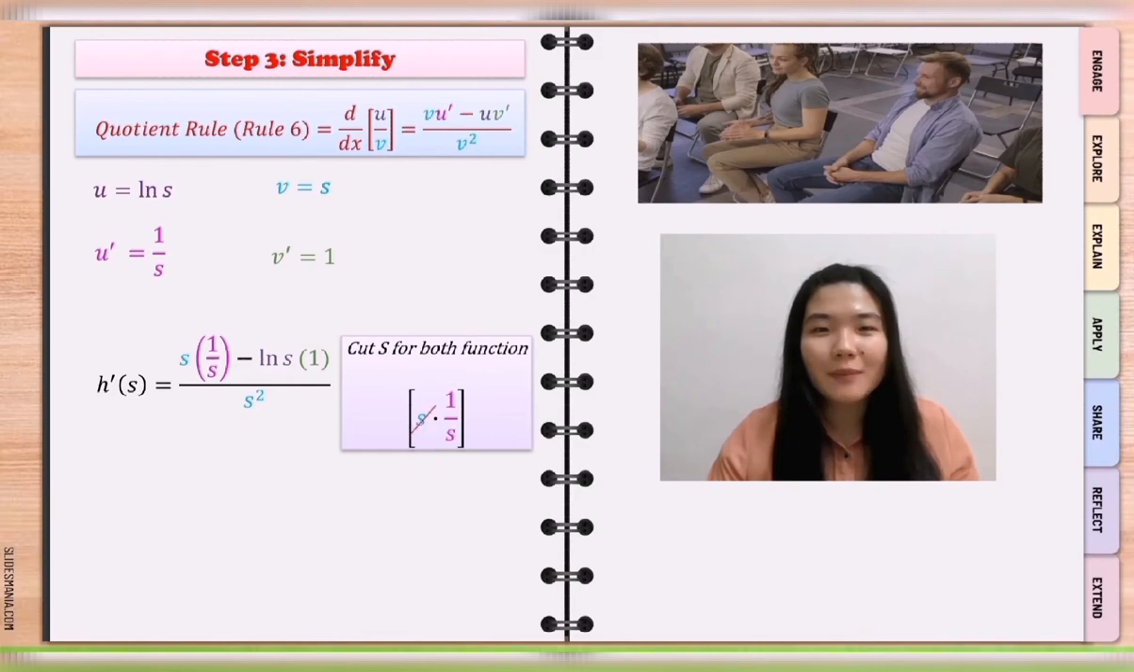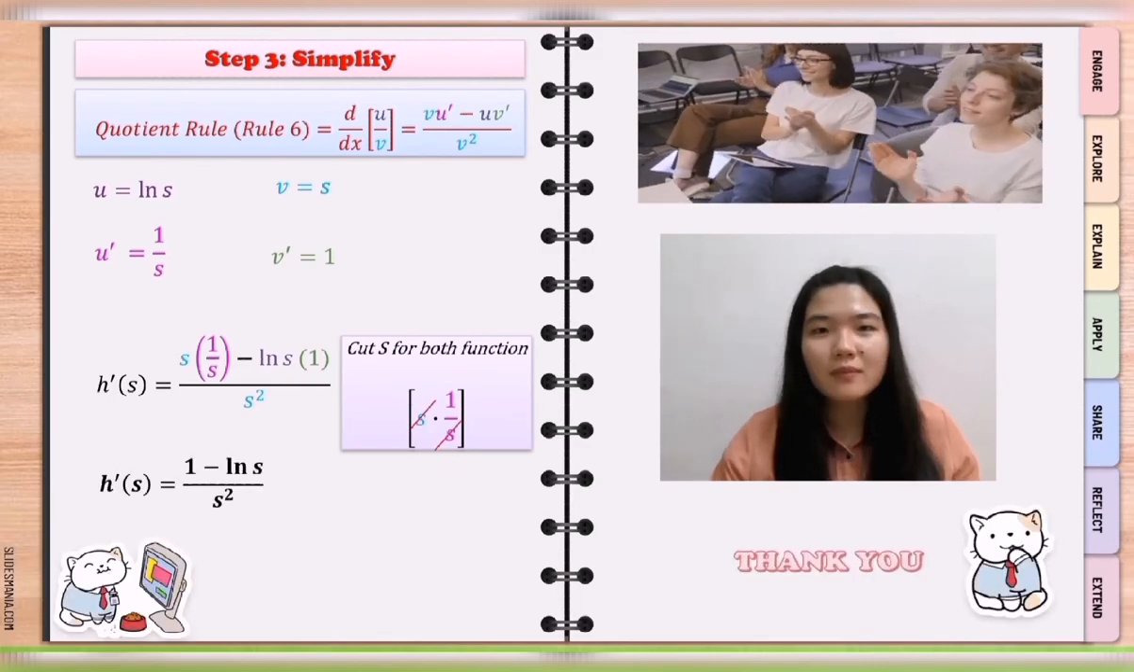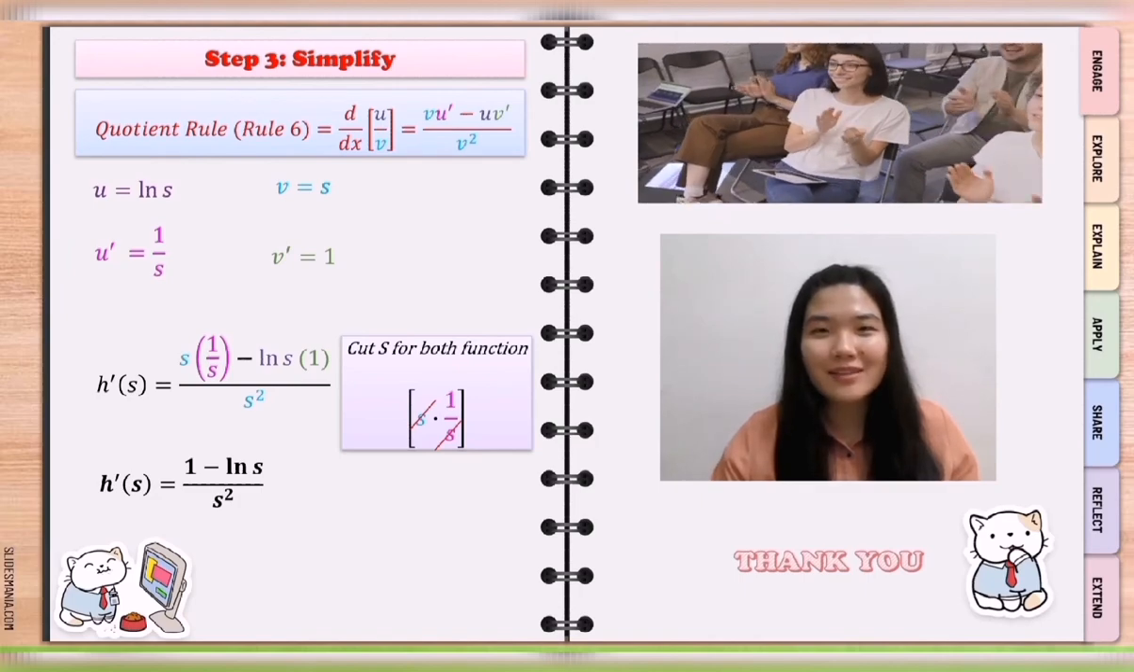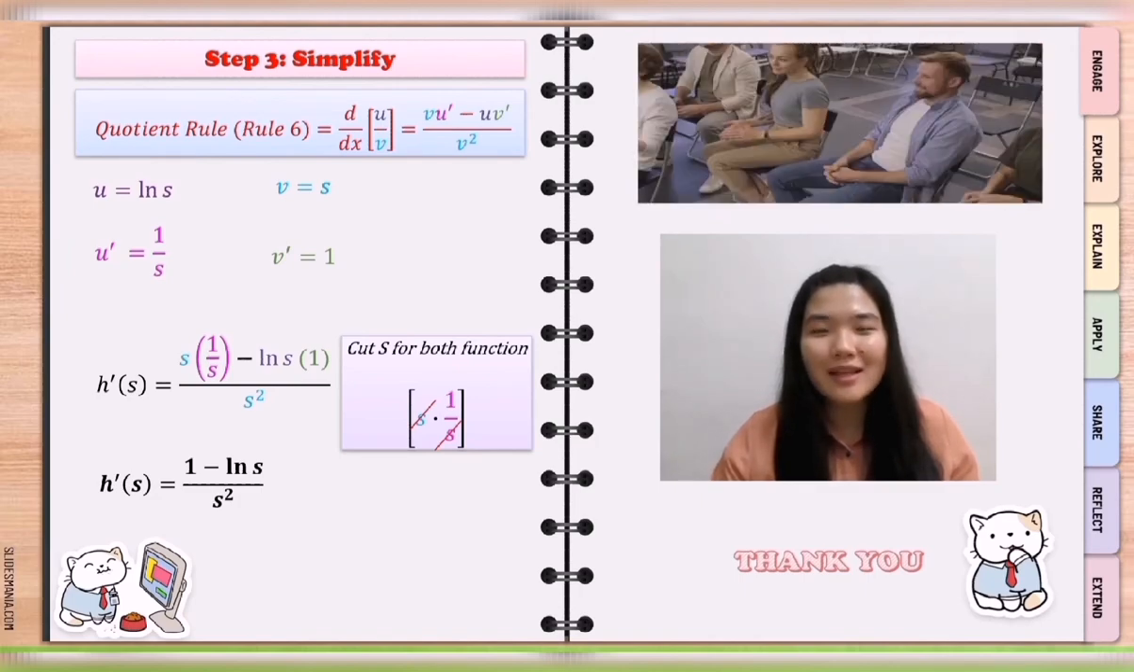So, cancel s from both terms. After that, we will get the final answer, that is 1 minus ln s over s squared. That's all for me. Thank you.